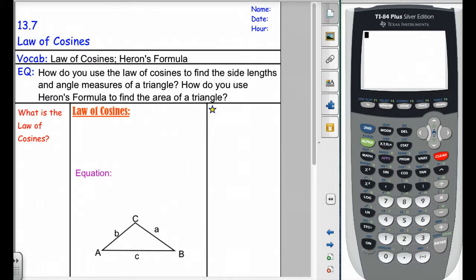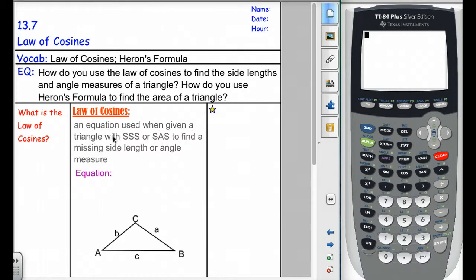Yesterday, we took a look at the law of sines. So now we're going to advance further and look at the law of cosines. And the law of cosines is an equation that we use when we're given a triangle where we're given all three sides, or we're given side-angle-side, so two sides and that included angle.